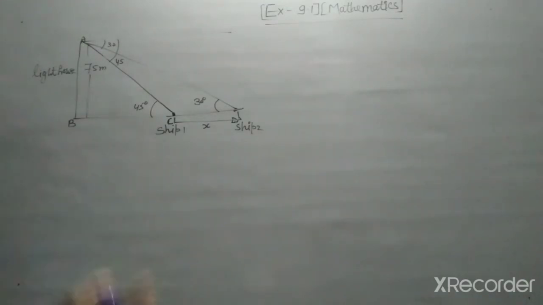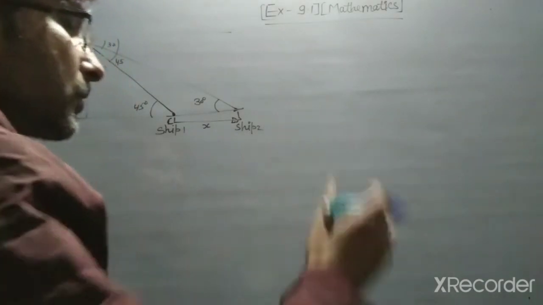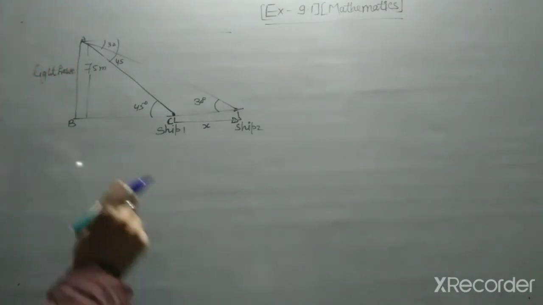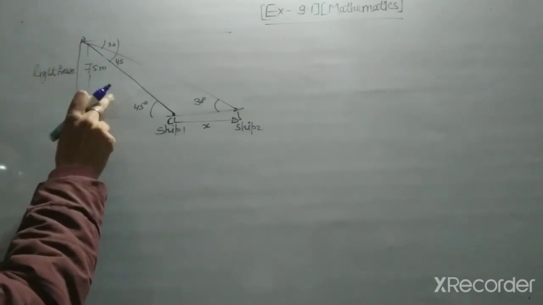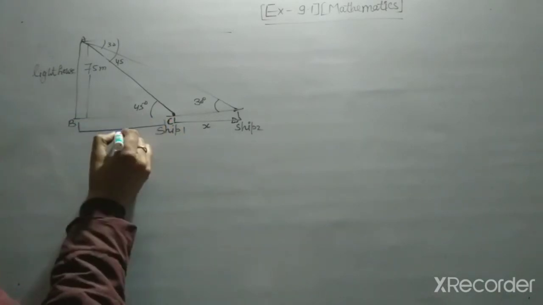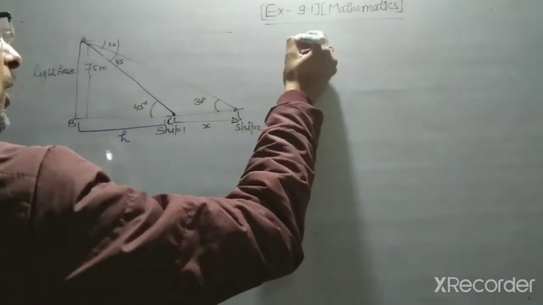This type, this language you have to write first of all when you have to solve this question. Okay, and then after you have to solve this question. So first of all you have to use this triangle. We have to suppose the value of these things is h. Okay, then we have to solve this question here.